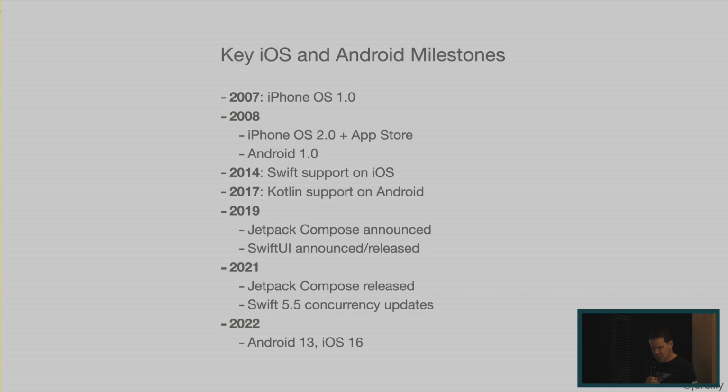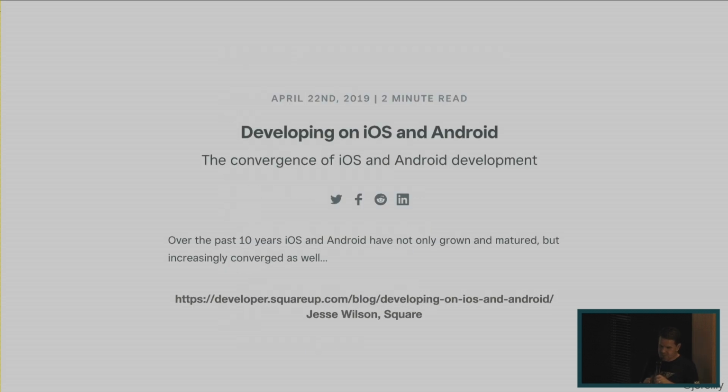2019 then was a key year for UI development on both platforms. Jetpack Compose was announced at Google I/O that year and formally released in 2021. SwiftUI then was announced at WWDC and released later that year. And lastly, we saw the announcement of the new Swift 5.5 concurrency functionality at WWDC 21. So just some brief additional background and context to some of these developments before we dive into the comparisons.